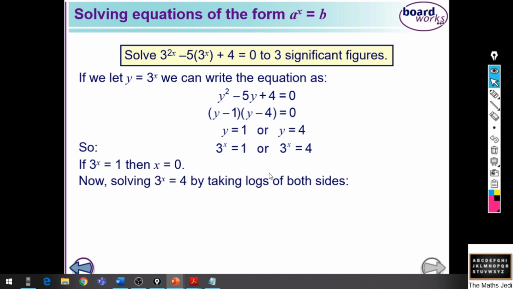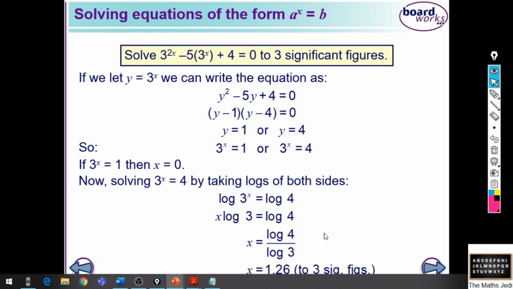So we're going to take logs on both sides. Log base 10 of 3 to the power of x is log base 10 of 4. Using the rules of logs, I can bring down the x power. So x log 3 equals log 4. Then we can divide both sides by log 3, giving me the answer 1.26.